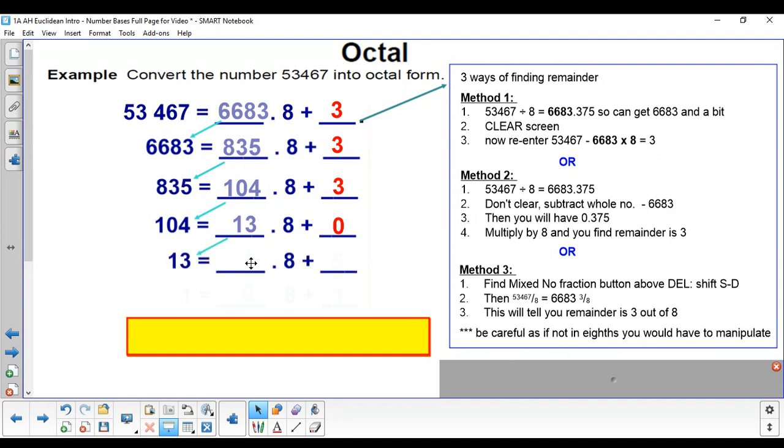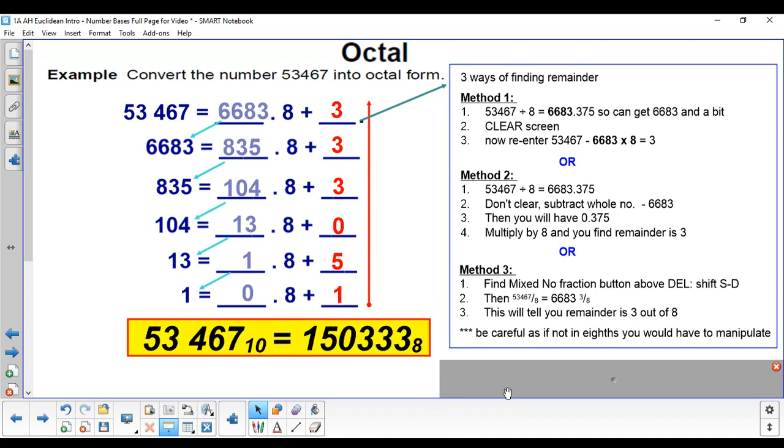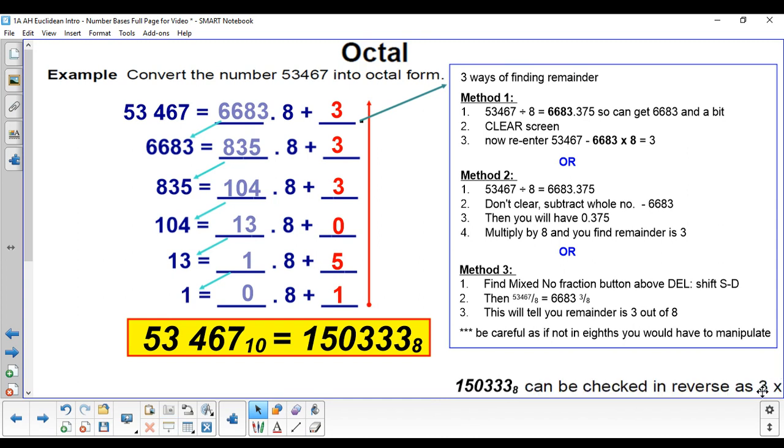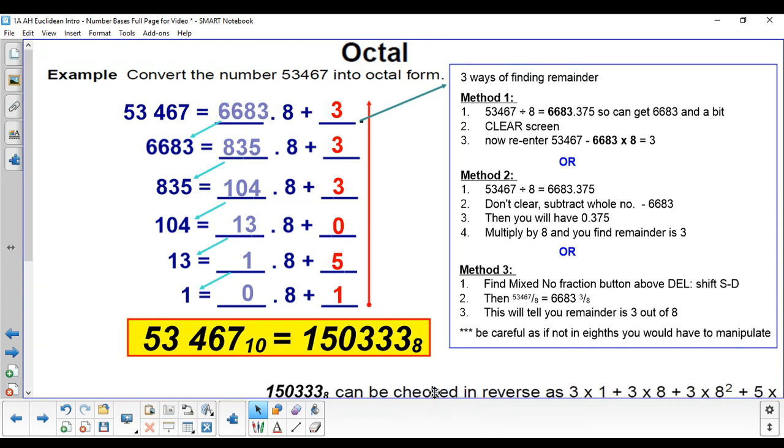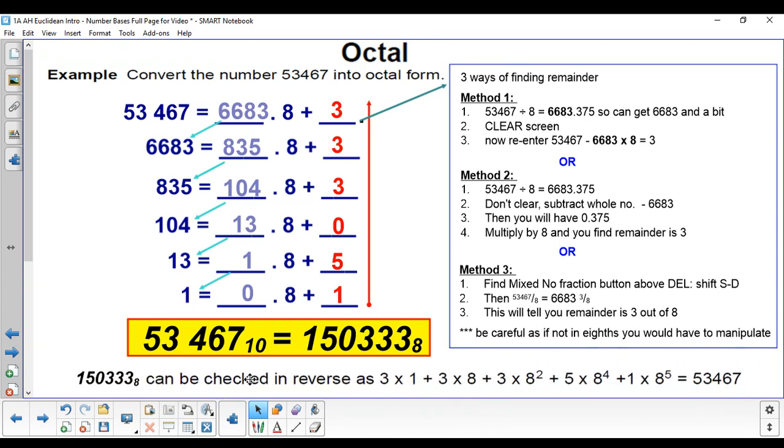0 left over, and then bring down the 13, you've got 1, 5 left over, and bring down the 1, and 8 doesn't go into 1, and then remember to bring that over. And then after that, bottom to top, 150333, and there's your answer. You could go back and check it by putting 8 to the 0, 8 to the 1, and so forth. You don't have to, but it's just to let you know you could go and check it.